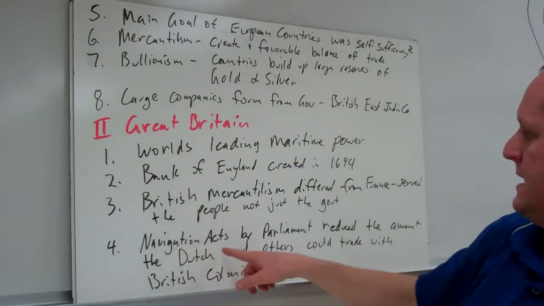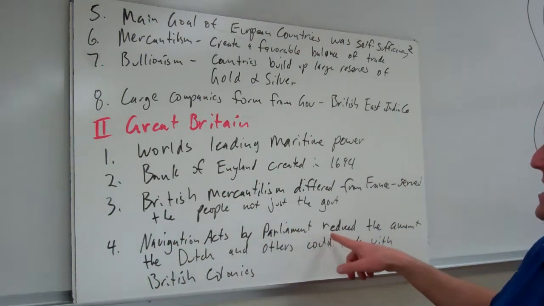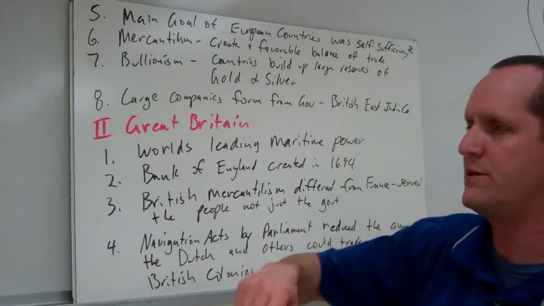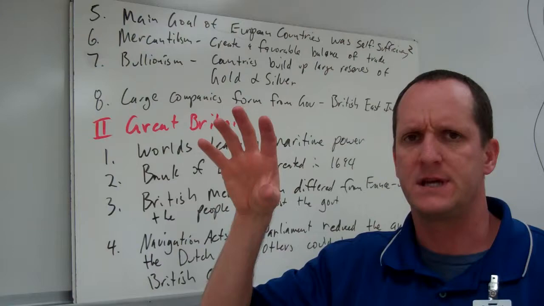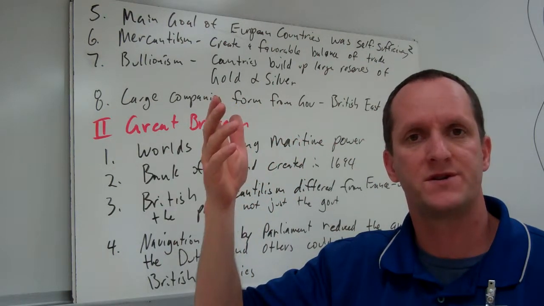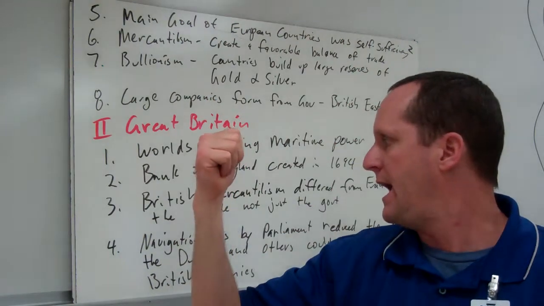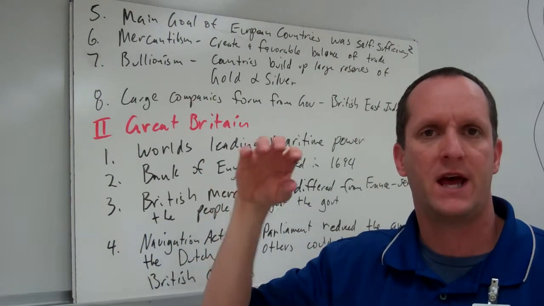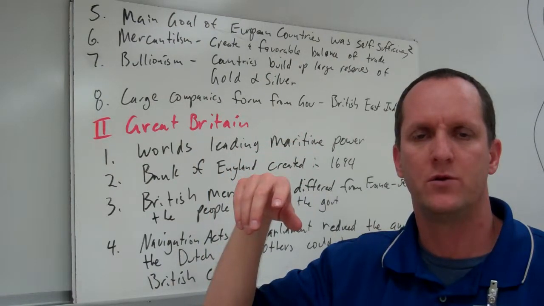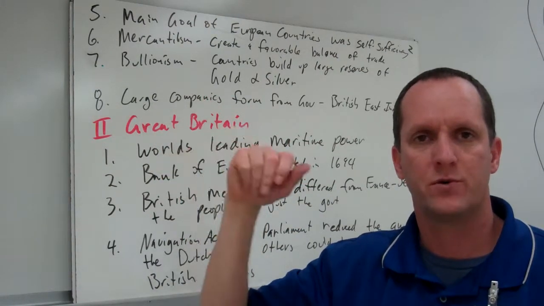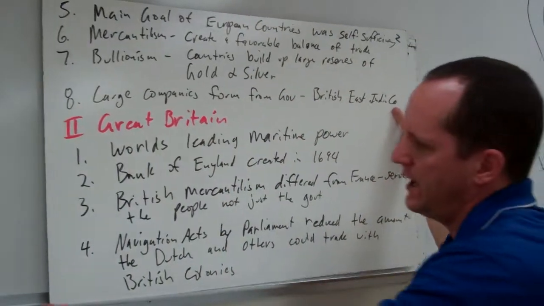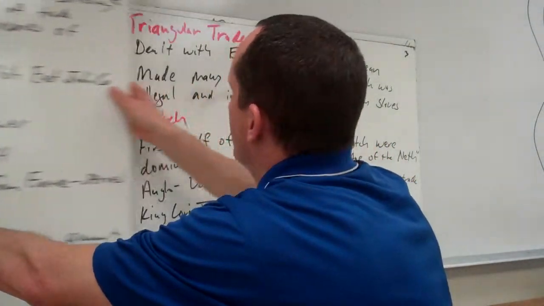Parliament passes the Navigation Act, which reduced the amount the Dutch and others could trade with the British colonies. So at this time, the British colonies were by far the most money makers for the people in Europe. And the British passed this Navigation Act, and then the only ships that could go to the colonies in the New World, British colonies, were the British. So the Dutch then took a huge hit and started to lose money.